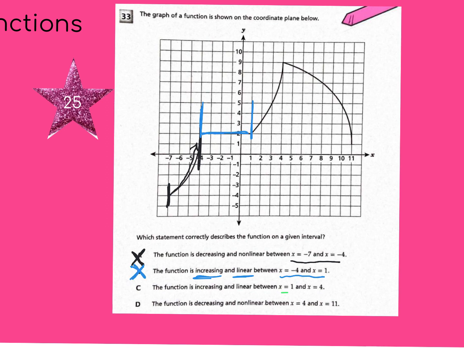For the third one, between 1 and 4, so between 1 on the x and 4 on the x, it's increasing and linear. Well, I agree it's increasing, but it does not look like a line. So it must be choice D. Let's go ahead and just confirm that. Between 4 and 11, it is decreasing. It's going down, and it's nonlinear. So it is choice D.